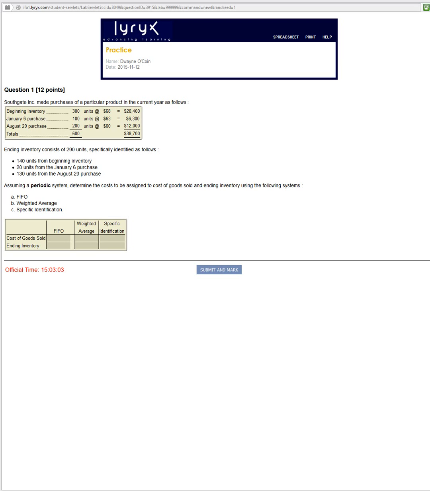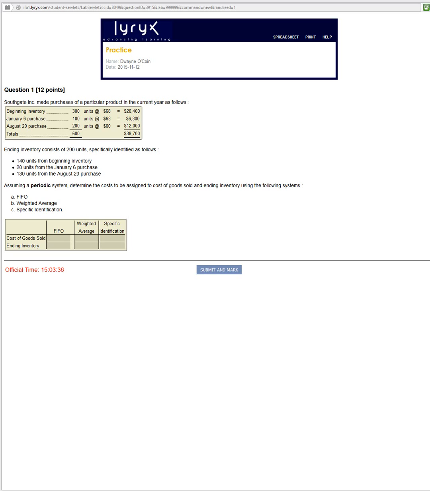Okay, this is Lab 6.6, and here we're using a periodic inventory system. The periodic system is a little different from the perpetual system in that the weighted average is essentially the weighted average for the entire year. That's the biggest difference. For FIFO, the results are exactly the same because whatever we sell, we sell the oldest stuff first, and the inventory is the newest stuff. That doesn't change whether we're using a perpetual system or a periodic system.